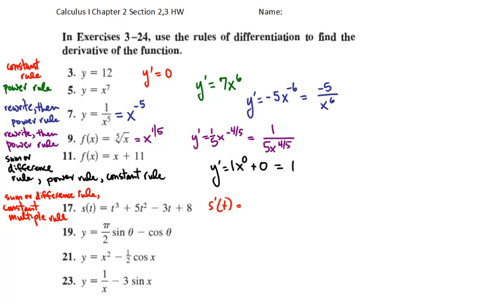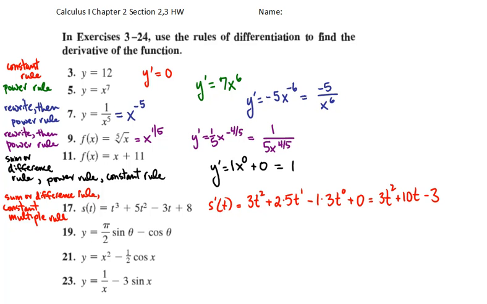So s prime of t is 3t squared, and that's just the power rule. Then we have 5t squared, and the derivative of 5t squared is we bring down the 2, multiply times 5t, and reduce the exponent to 1. That's an example of the constant multiple rule. And finally, the derivative of negative 3t, we treat that as negative 3t to the first power. So we bring down the 1, multiplied by 3 times t to the 0 power. And finally, the derivative of 8 is 0. Then we can simplify that to get 3t squared plus 10t minus 3. And you could have gone right to that point without doing the intermediary steps there.